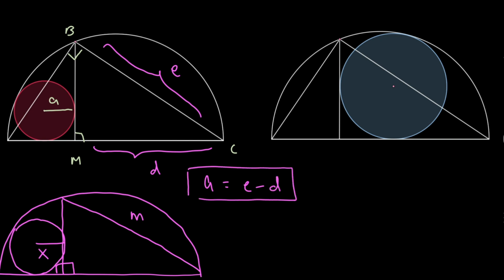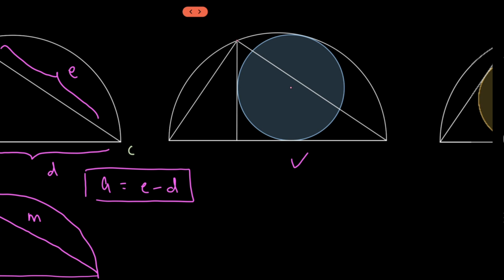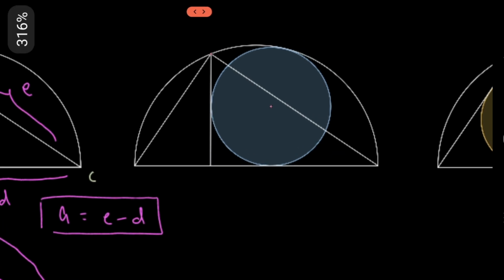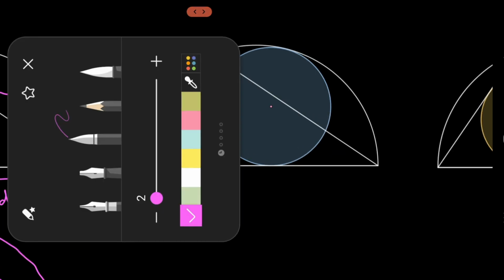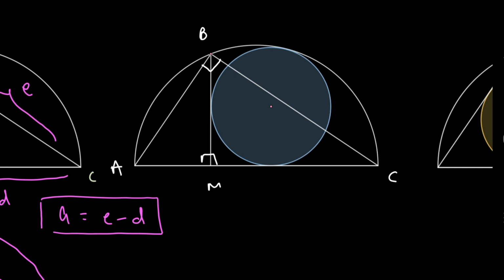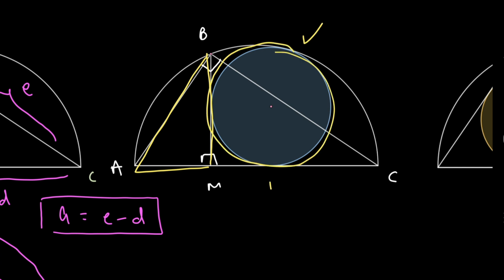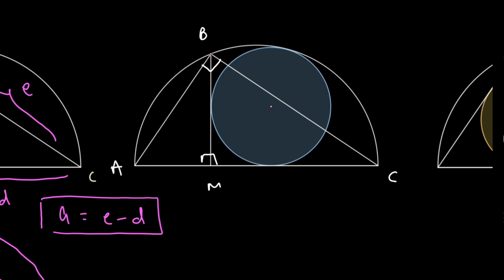Okay. Now the same theorem we will utilize in the second one also. Look carefully. First of all, let me mark all the required things. Now here also we can utilize the same theorem. A perpendicular is there. On one side we have the triangle and on the other side we have a circle such that it is tangent to the semicircle, tangent to the diameter, tangent to the perpendicular. So we can use the same theorem over here also.